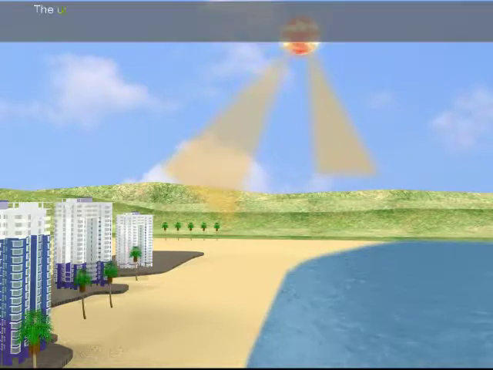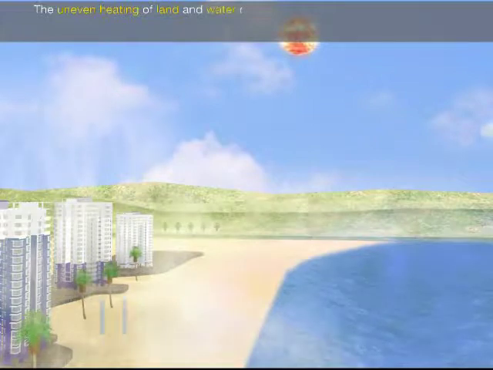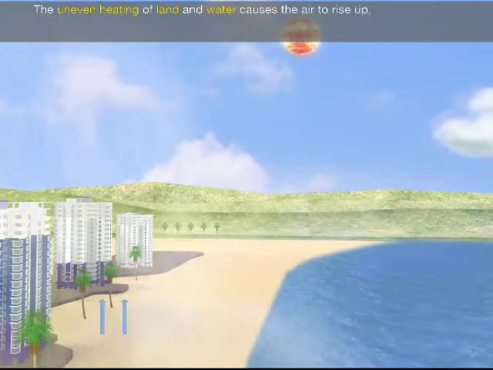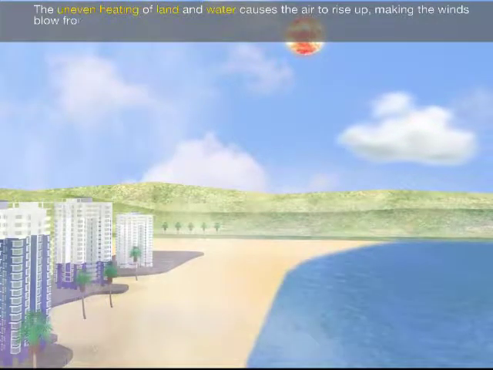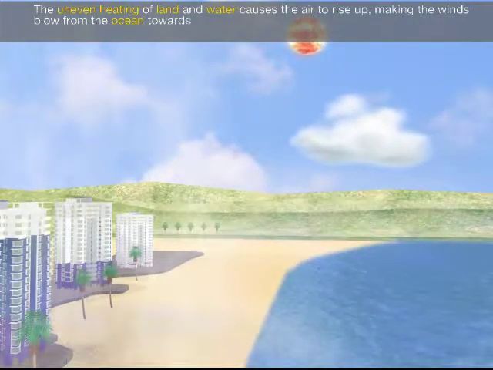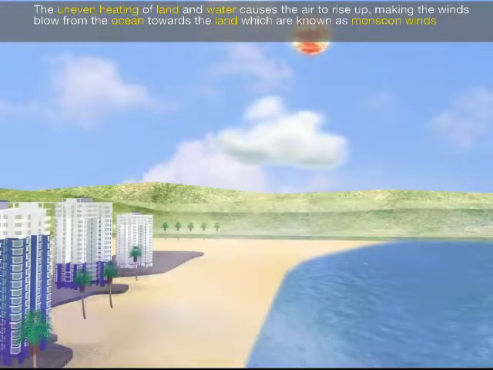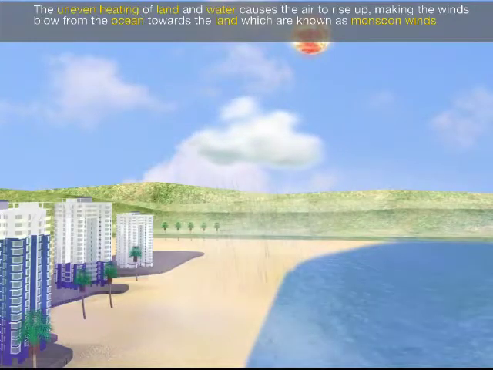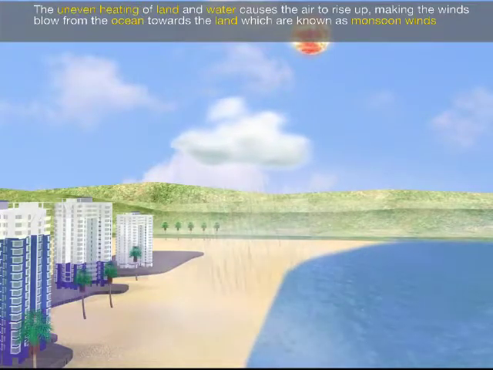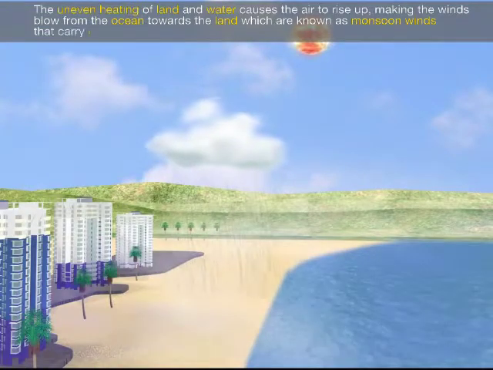Thus, there is an imbalance in heating. The air over the land gets heated and rises. This causes the winds to flow from the oceans towards the land. These are called monsoon winds. In winter, the wind flows from the land to the ocean. The monsoon winds carry water and bring rain.